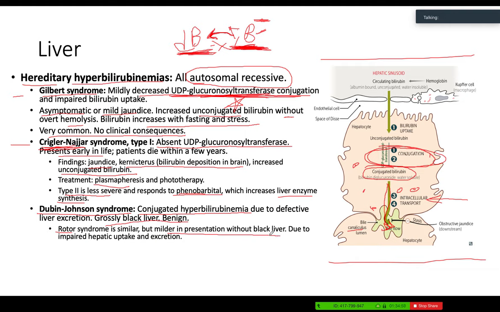All right, so commit this diagram to memory. This helped me on my exam, remembering Gilbert, number one, goes to number two, Crigler-Najjar. This is our deadly one. This is our villain in the movie. Goes to Dubin-Johnson, which is pretty benign. Just gives us a black liver.